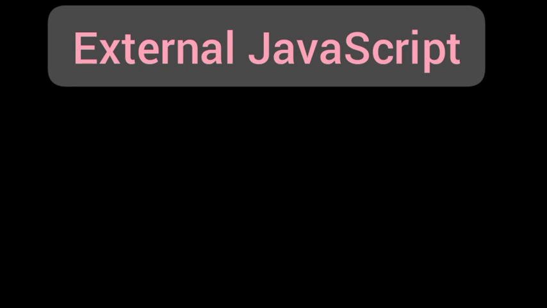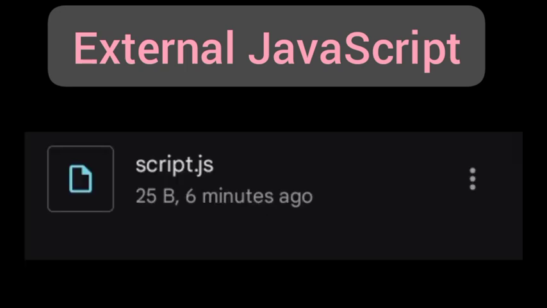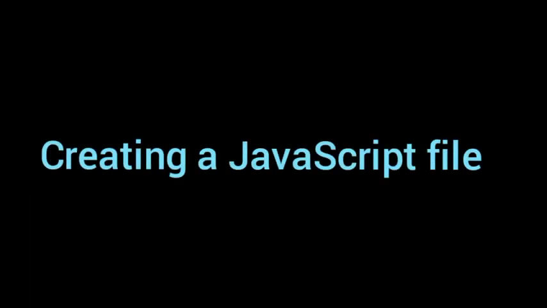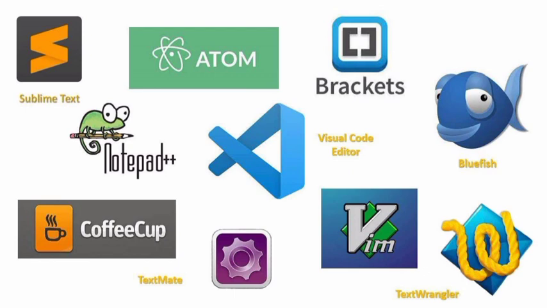External involves creating a separate JavaScript file with a .js extension. The file is then linked to the HTML file using the script tag with the src attribute pointing to the external file. Creating a JavaScript file is a straightforward process. Open a text editor. Use a plain text editor like Notepad on Windows or TextEdit on Mac, or Visual Studio Code, Sublime Text, Atom, etc. for a more feature-rich experience.